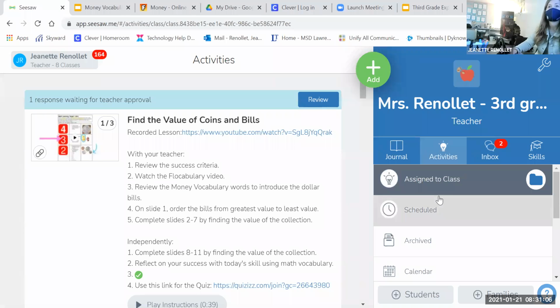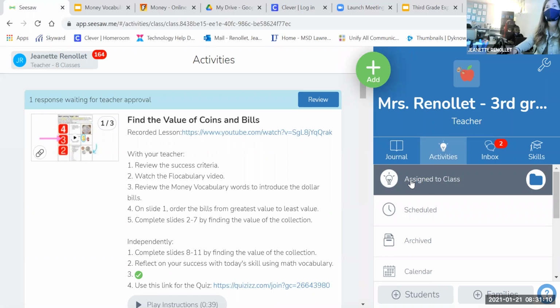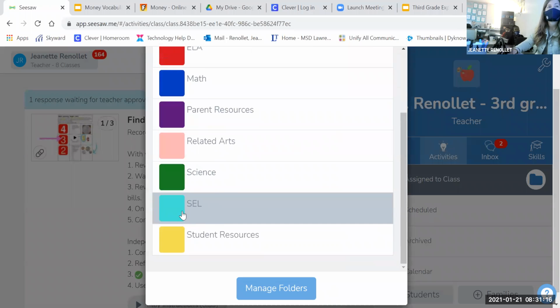All right, we're going to start our SEL lesson. First of all, we can go to activities, click on assign to class folder. And our SEL is always light blue, SEL. Go ahead and open that up, please.